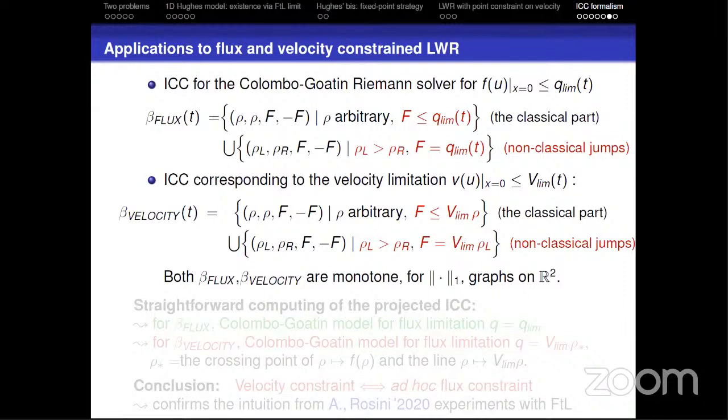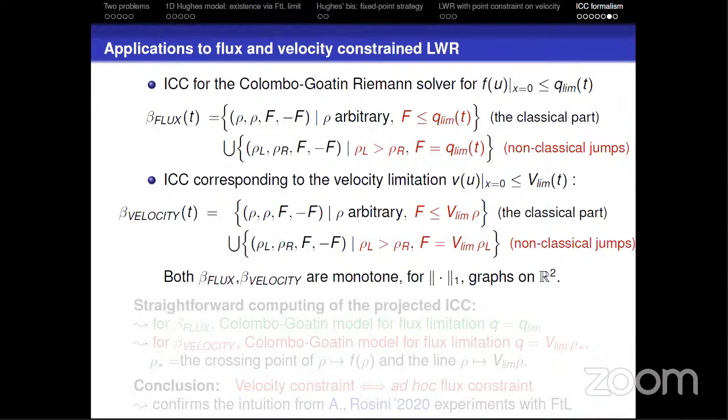Here, I put maximal monotone graphs that correspond to the physics of non-classical shocks in constrained models. What I put here is exactly the definition of the Colombo-Garavello Riemann solver. It's the same logic as in the definition of the Riemann solver. And when I take the projection, I find the Aloshkin solution. This is totally expected. And here is what corresponds to the velocity formulation.